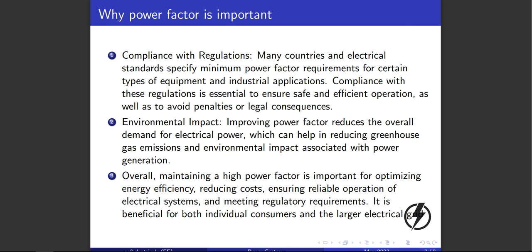Overall, maintaining a high power factor is important for optimizing energy efficiency, reducing costs, ensuring reliable operation of electrical systems, and meeting regulatory requirements. It is beneficial for both individual consumers and the larger electrical grid.